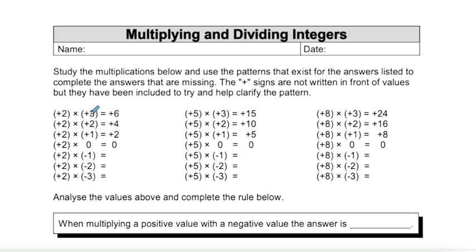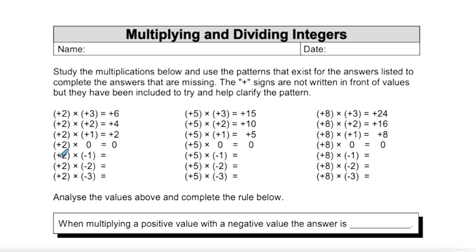So 2 times 3 is 6. 2 times 2 is 4. 2 times 1 is 2. And 2 times 0 is 0. So up until now, this is what we're used to.